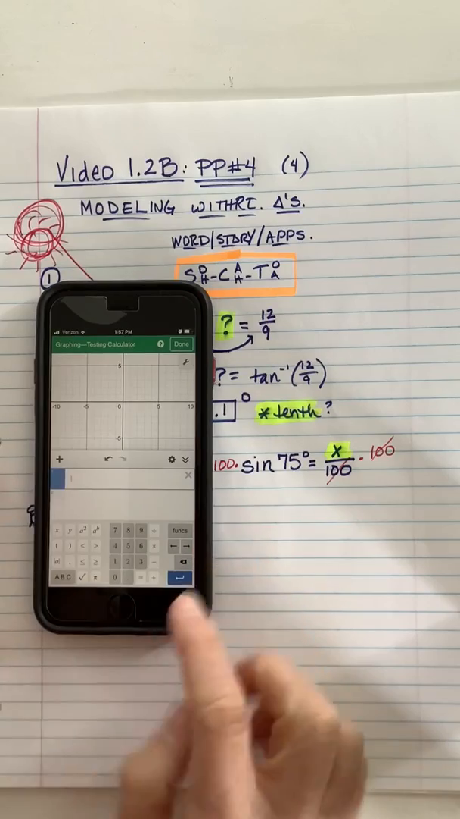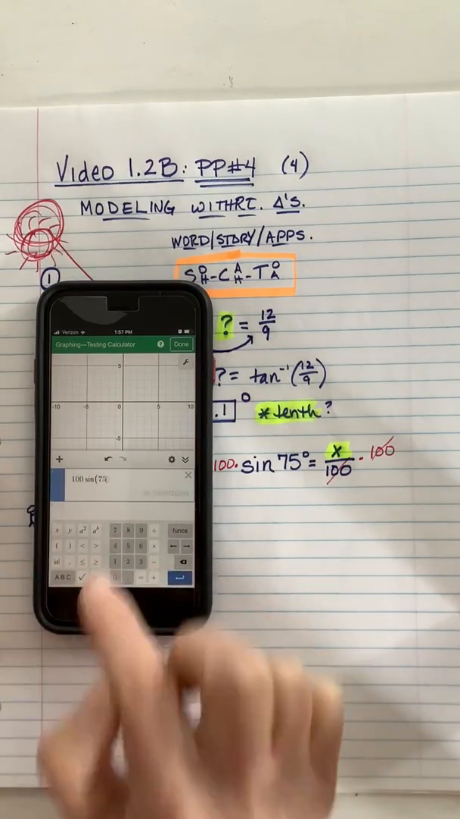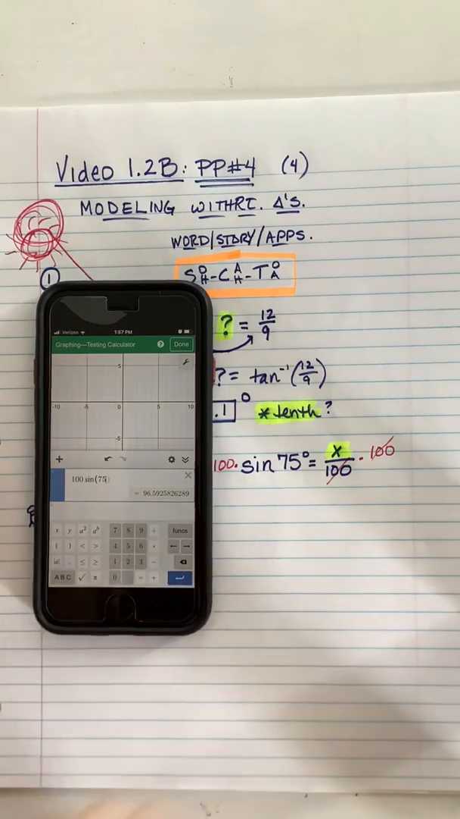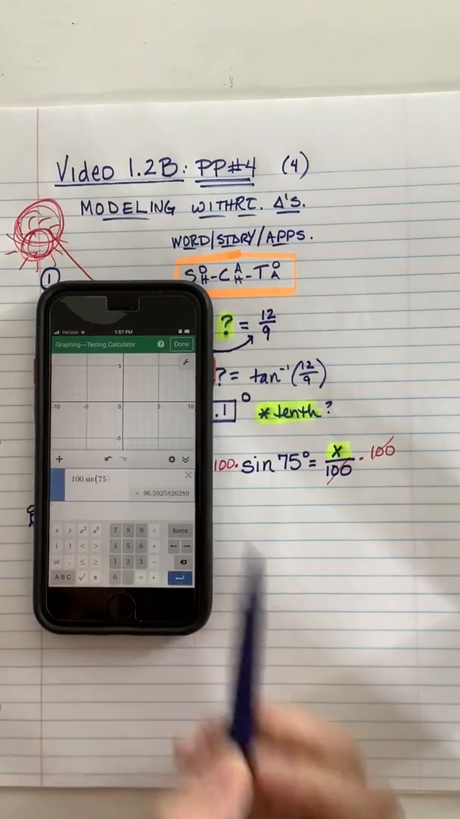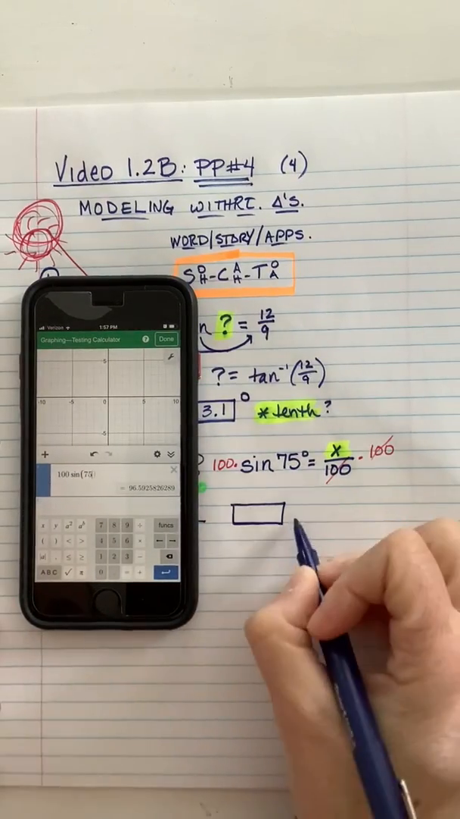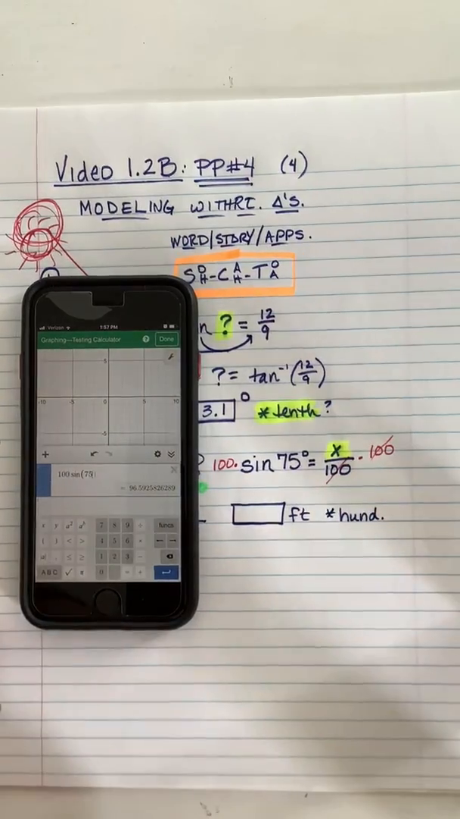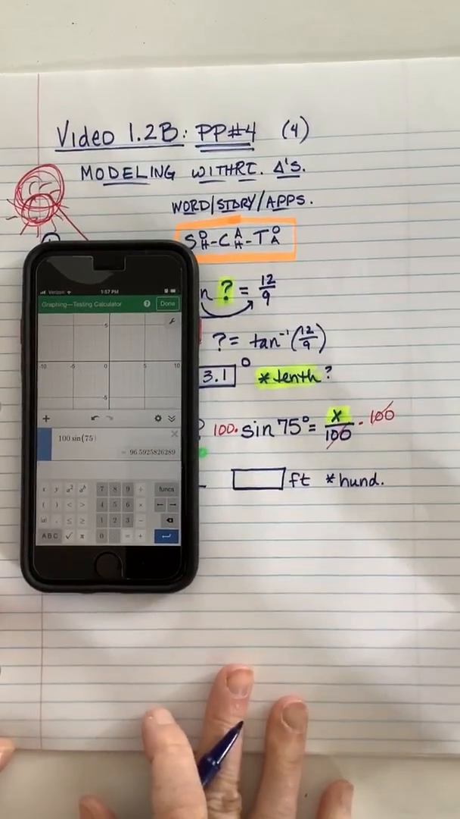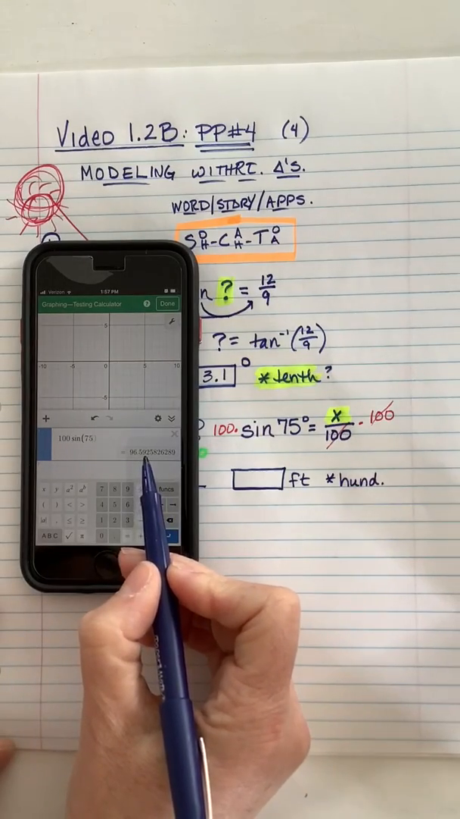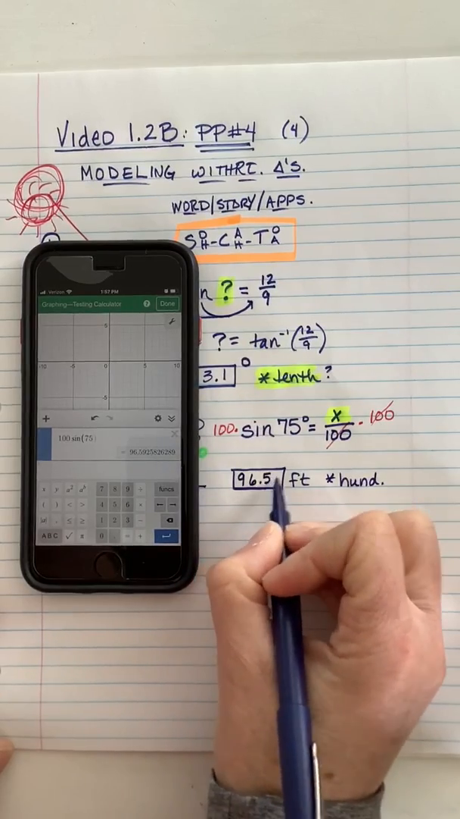We are going to use our technology here to figure out 100 times the sine of 75 degrees. I'm looking at a height then of 96.5925. All right, so let's say that this one, I'm looking for feet. And let's say for this one, I'm looking for hundredths again. Okay, so I've got 59 and then I've got a 2, which means I am going to keep that 59.